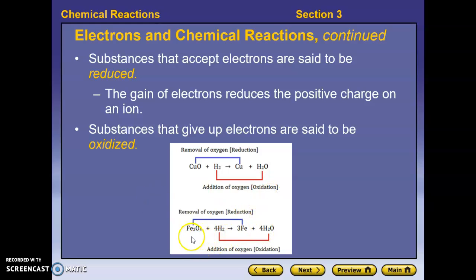We can look at the same thing here. Iron goes from positive to neutral, so it has been reduced. Gaining electrons is reduction, and H2 going from neutral to the positive in the water, its charge has gone from neutral to positive, so that means losing electrons, and losing electrons, Leo, is oxidation.